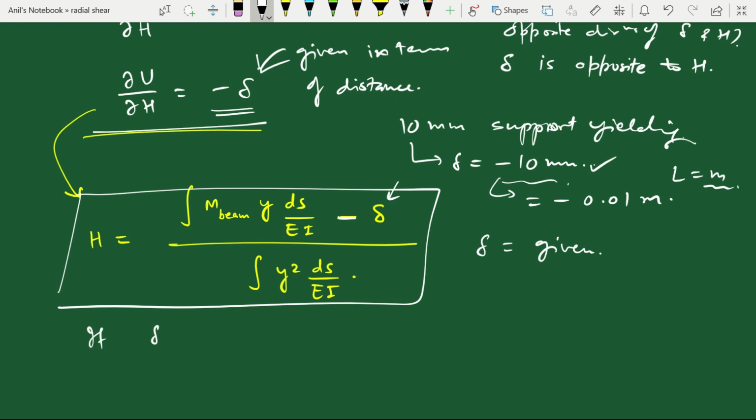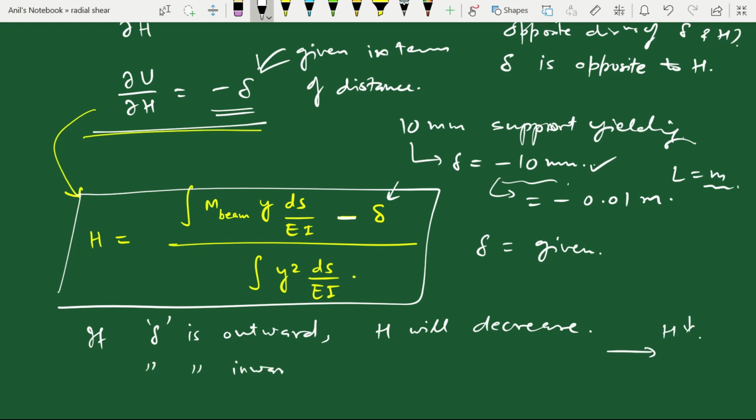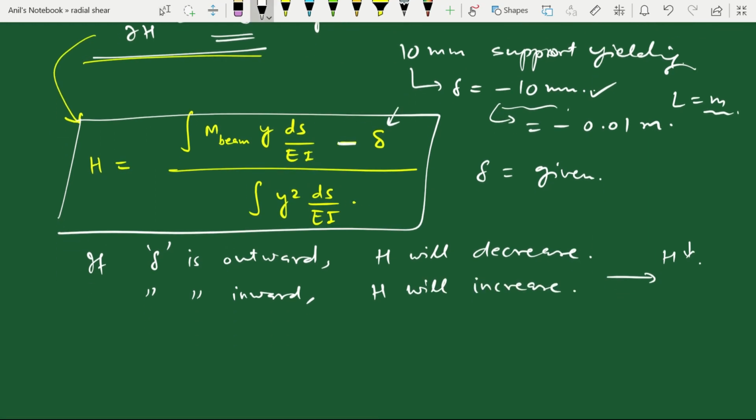So if delta is outward, which is generally the case, supports are going away from each other due to yielding, then H will decrease, because there will be a release, there will be some motion allowed in horizontal direction, so H is going to drop. But if delta is inward, that means supports are getting closer, which is rare case, in that case H will increase.